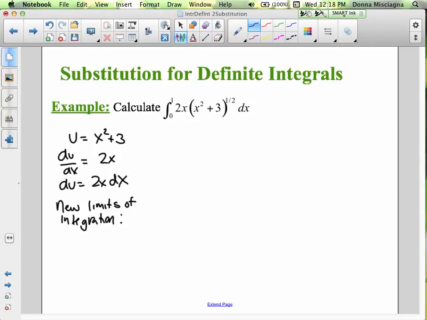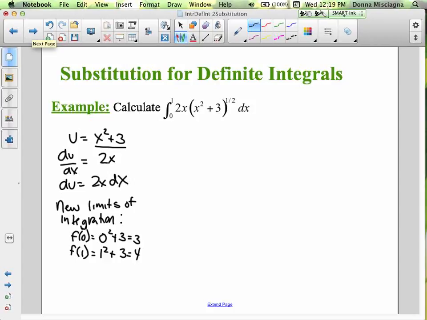We'll just plug in 0 and 1 for u. So u of 0, I don't know any other way to write that better. Actually, maybe we'll just call it f of 0, since technically it's the old function, sort of. We're just plugging the 0 and the 1 into x squared plus 3 because that's the new u. So 0 squared plus 3 is going to be 3, and if we plug in the 1, 1 squared plus 3 is going to be 4. So our new limits are 3 and 4.